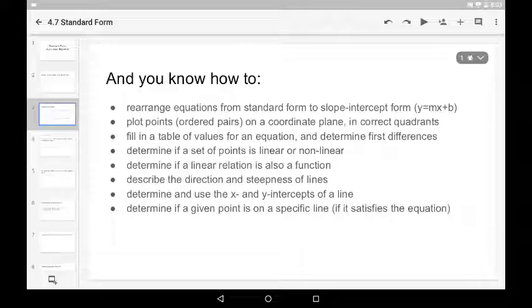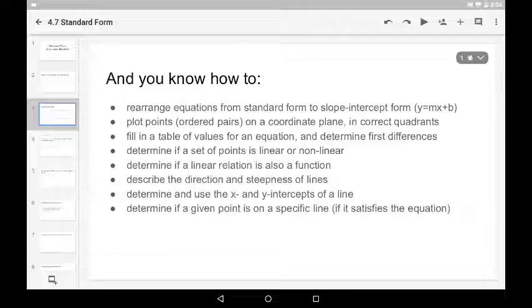You know how to plot points or ordered pairs on a coordinate plane or a graph. You should know the names of the 4 quadrants, the numbers. You need to know how to fill in a table of values and determine first differences for x and y. You know how to determine if a set of points is linear or nonlinear, and if they are linear, if it's also a function. You can describe the direction and steepness of lines, so talk about the slope, whether it's positive, negative, how steep it is in relation to another line.